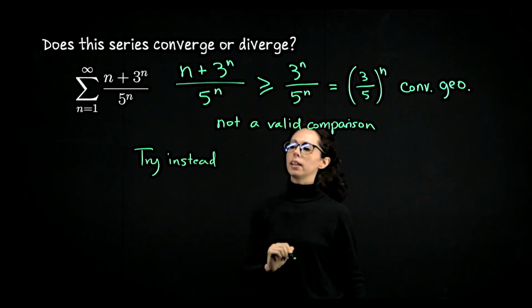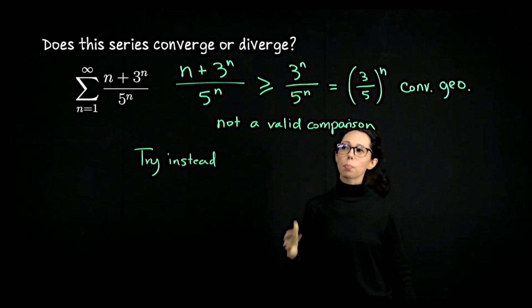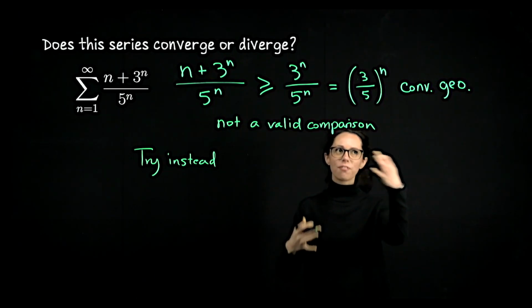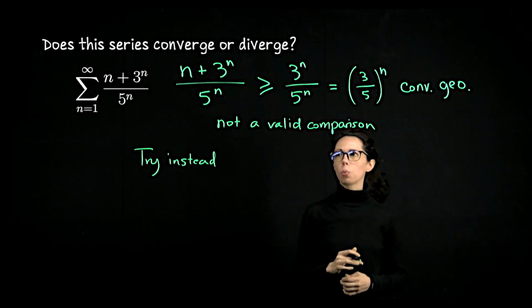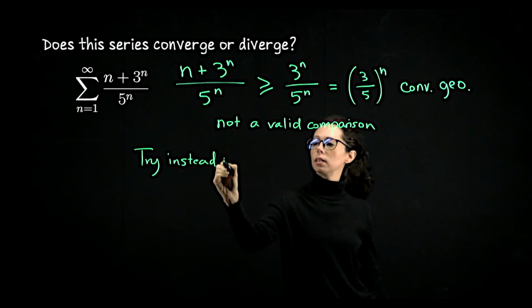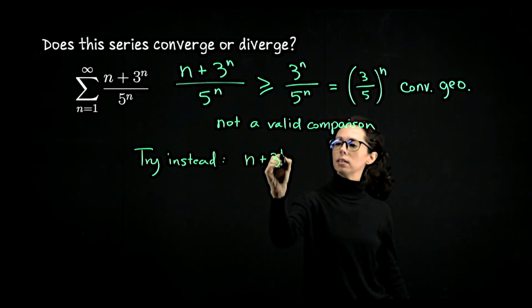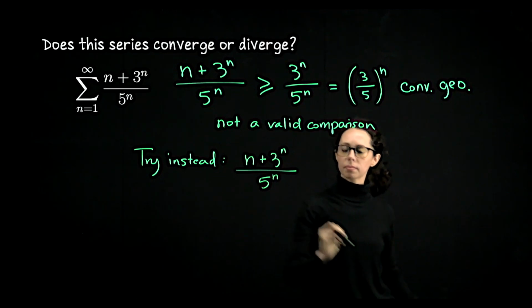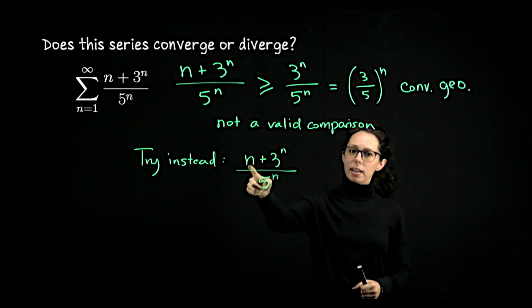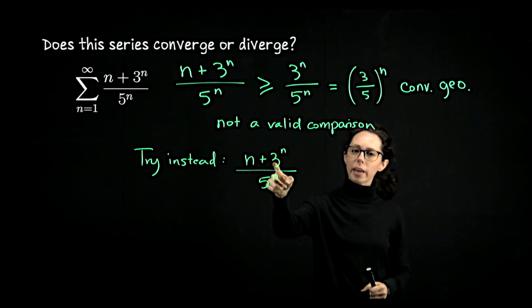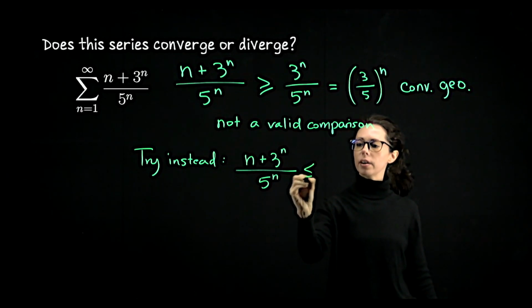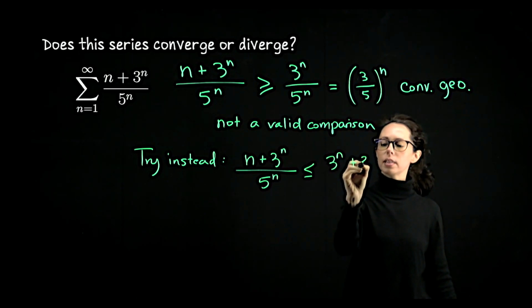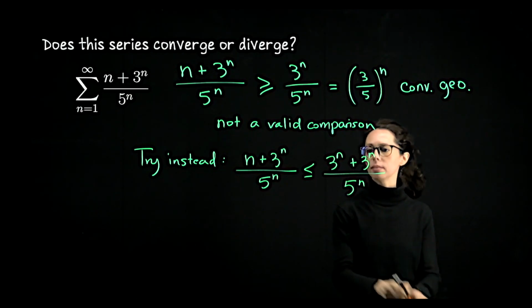What if I took that n and instead of getting rid of it, I replaced it with something that could kind of fit in with this geometric series pattern? So I've got 3 to the n, 5 to the n. Let's replace n with maybe another copy of 3 to the n. So how about n plus 3 to the n over 5 to the n? Take n and replace it with the term that we already have in the numerator so that we just have twice some expression in the numerator. This is less than or equal to 3 to the n plus 3 to the n over 5 to the n. So I replaced n with 3 to the n.